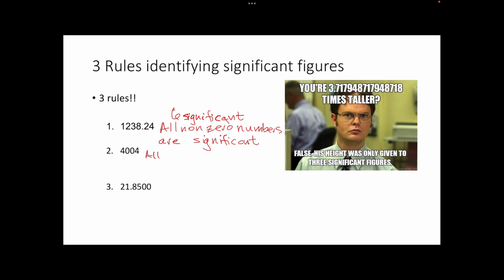The second rule is that all zeros in between non-zeros are significant. So all zeros between non-zero numbers are significant. That kind of makes sense here. So here we have 4,004. That means that the 2 zeros in between need to be counted. So there's 1, 2, 3, 4. So this one has 4 significant figures.